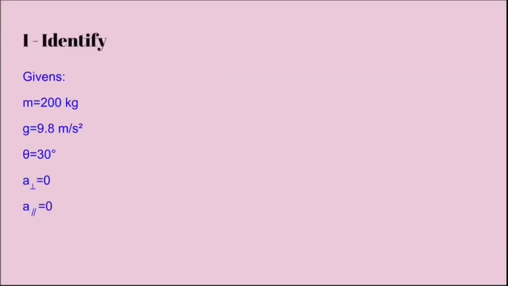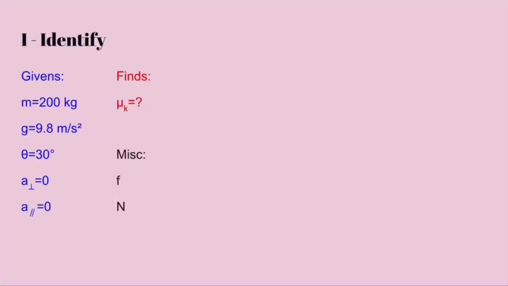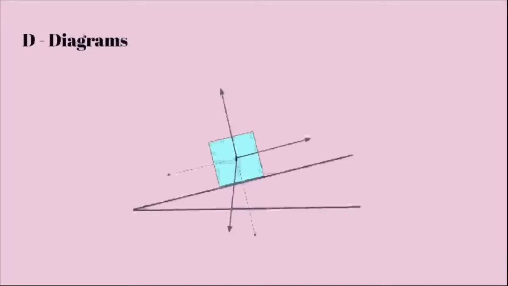The givens are: mass is 200 kg, acceleration of gravity is 9.8 meters per second squared, theta is 30 degrees, and acceleration in the perpendicular direction and parallel direction is 0. The find is mu of the object. So for this problem, we have to tilt the axis. That's why I've drawn a dotted line.